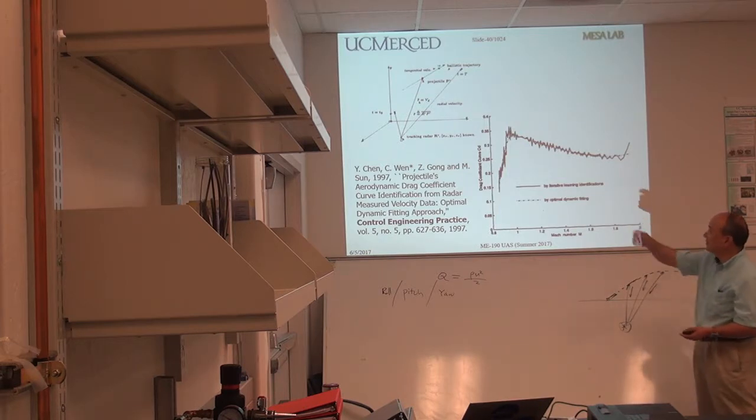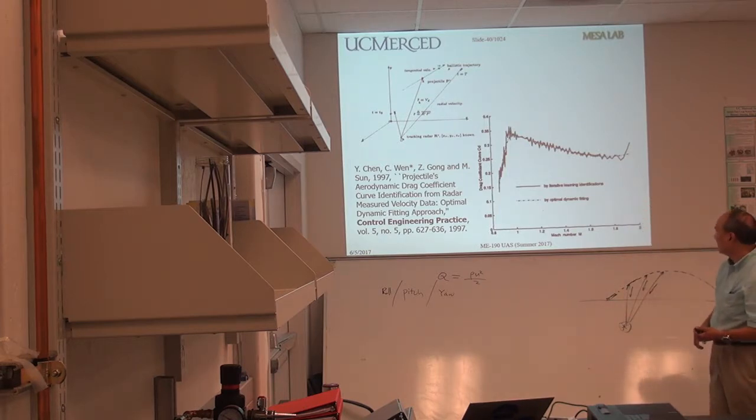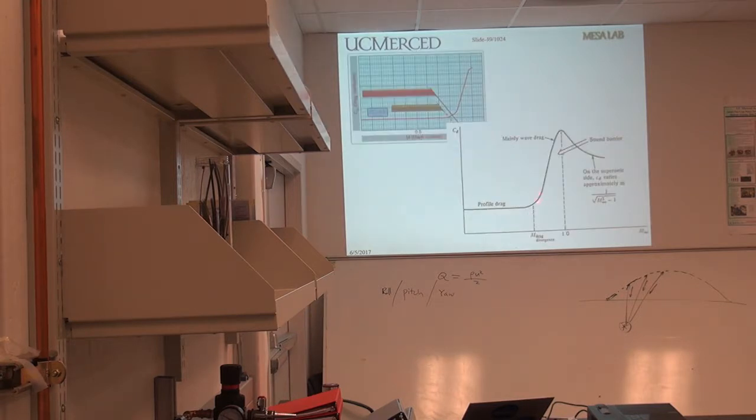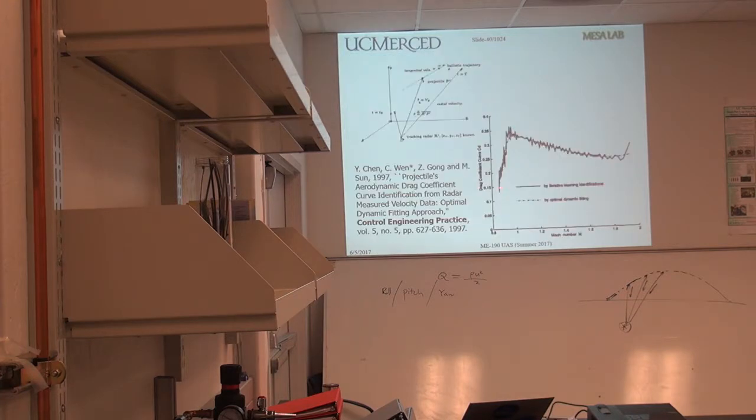Based on the tracking radar information, can I recover the CD, the drag coefficient? The answer is yes. Compare this, the peak point corresponds to Mach number one. So basically from this section, I recovered the real data from here. And then you can see there's a dotted line, that is the wind tunnel experimental result. So I extracted this from the real data with some noise. It's okay.